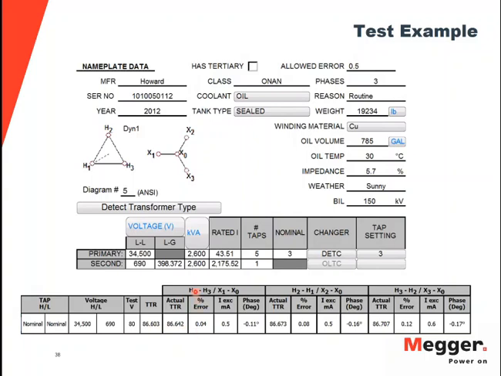One other thing that you would notice is that when you enter the nameplate information, the instrument would be smart enough to know which one is A phase, which one is the A phase on the secondary side, and likewise for the B and C phase.